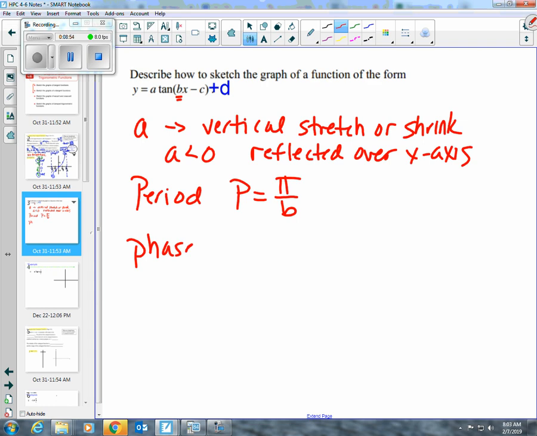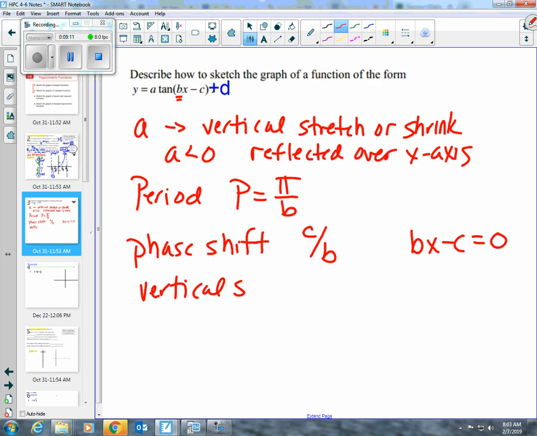Phase shift, all of these things are exactly the same as what they are for sine and cosine, it's c over b. Remember, you can just divide those two, or you can set bx minus c equal to 0 and solve to figure out the phase shift. And then our vertical shift comes from that d value. If it's positive, that means it goes up. If it's negative, it goes down. All of those things that we're used to seeing are exactly the same as what we're going to have for this tangent graph.